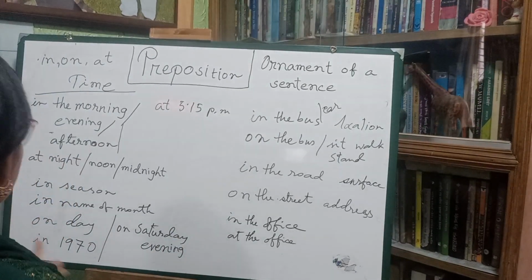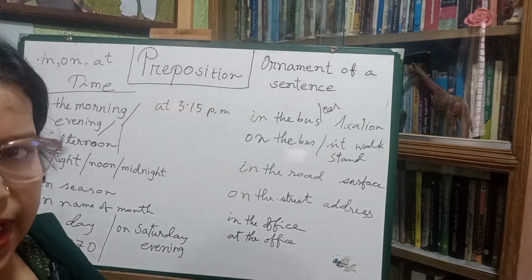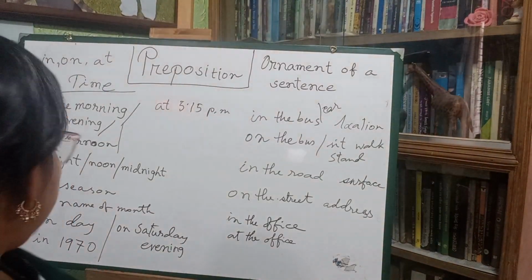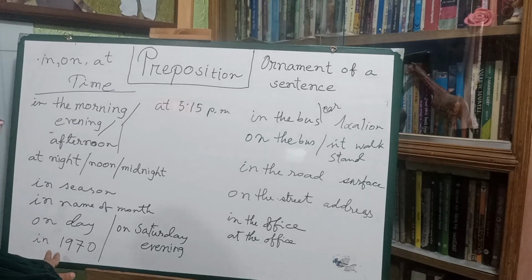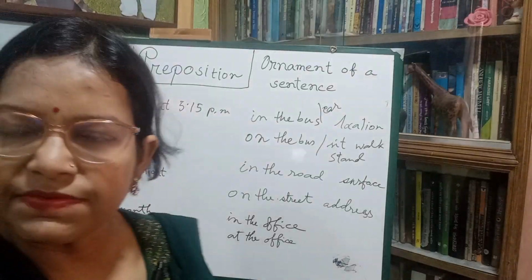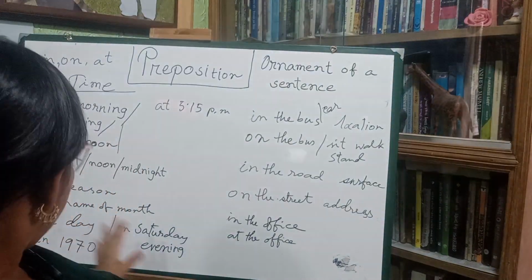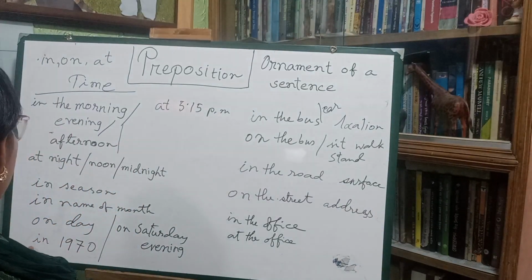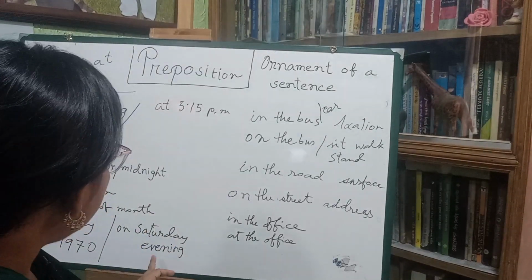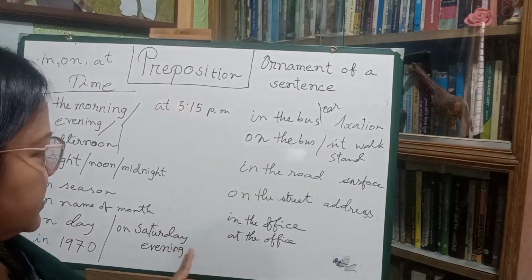But we know there are 7 days in a week. In front of the name of the day, I have to write on Sunday, on Monday, on Tuesday. But in front of a year, I have to use in 1970, in 1971, in 1942, in 1952. I have to use in. But when you write the day's name and the evening, in that time I have to write on Saturday evening.